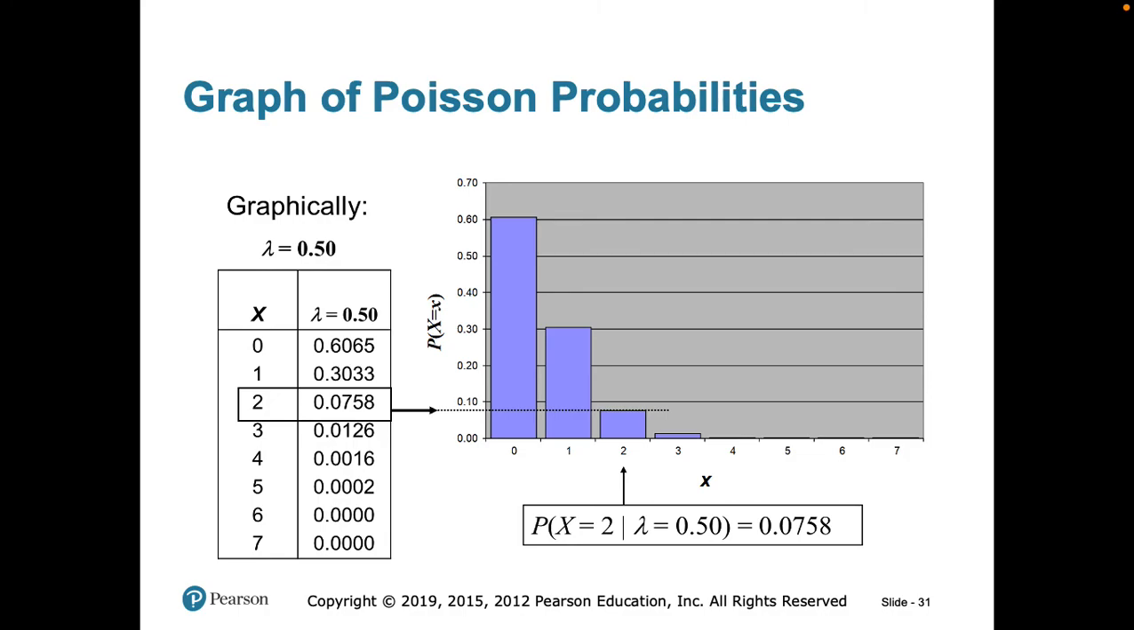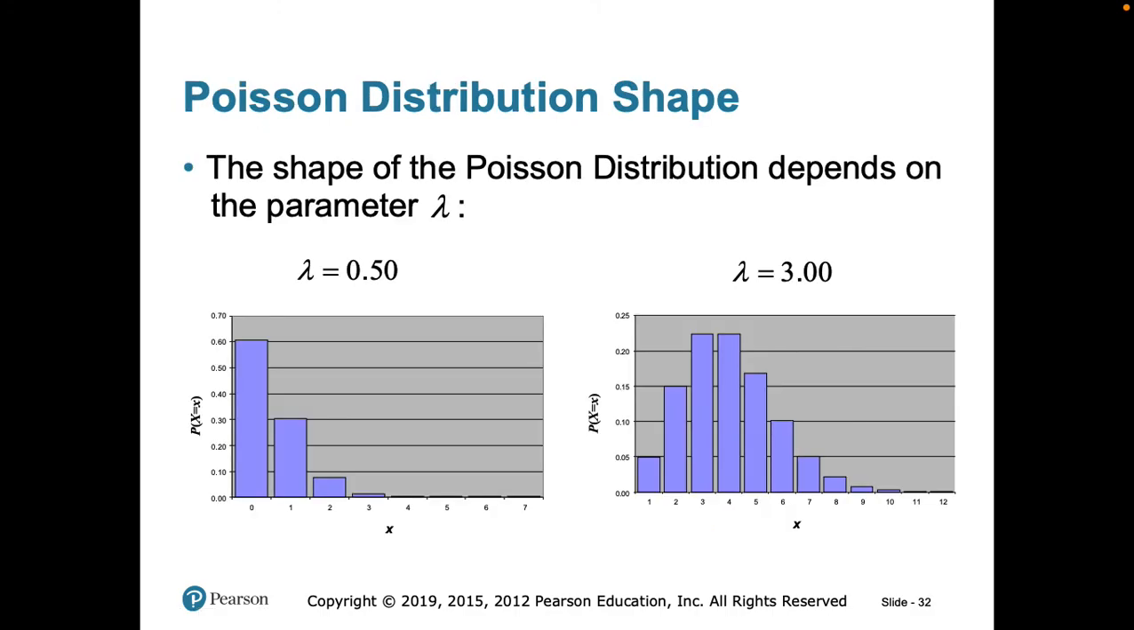What we were looking at in the prior example is right over here. The probability of 2 or more customers showing up at any given minute is 0.0758. We have 2, and in this case our lambda is 0.5, and that's how we get the 0.0758. The shape of the Poisson distribution depends on the parameter lambda. Here you can see how it looks when lambda is 0.5, and when lambda is 3.0.